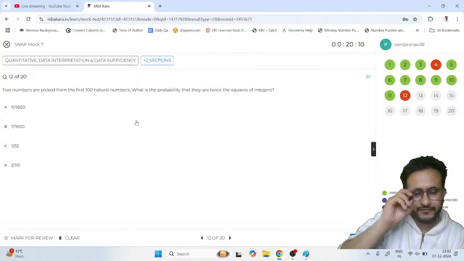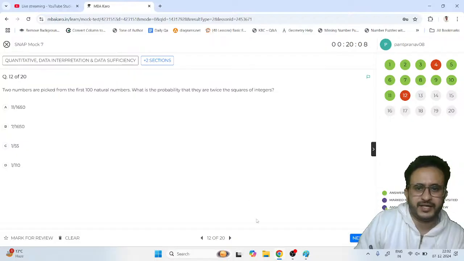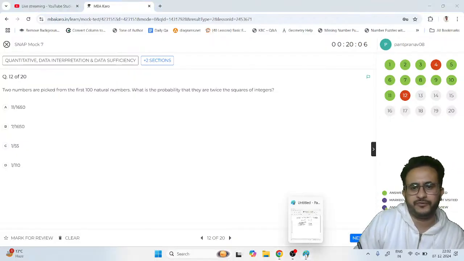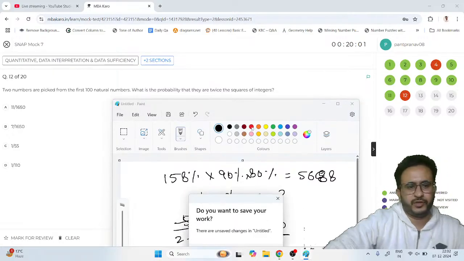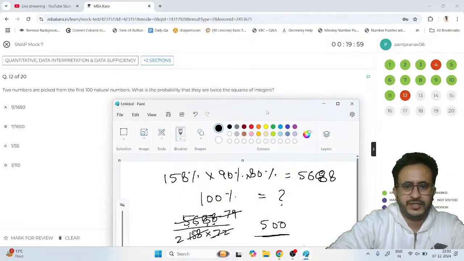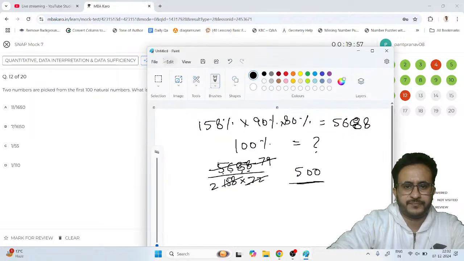Two numbers are picked from the first 100 natural numbers. They are twice the square of integers. Okay, twice the square of integers. We need to find what those numbers are that are twice the squares of integers.